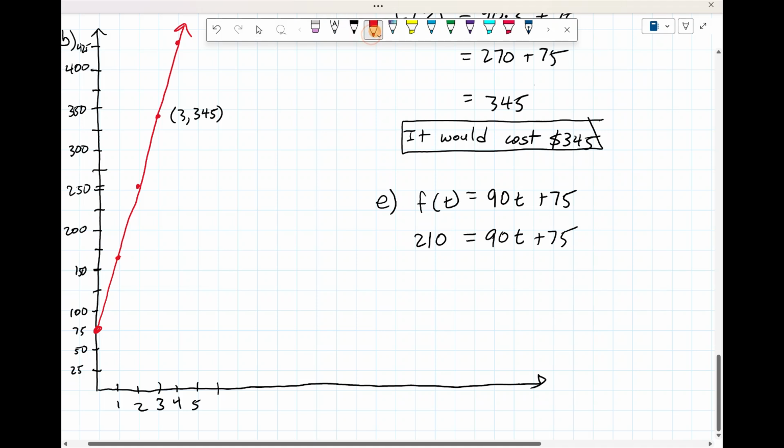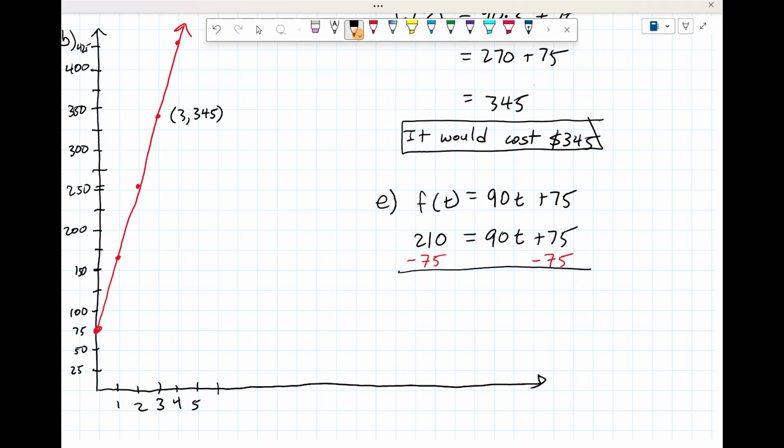So I'm going to subtract 75 from both sides. 210 minus 75 is 135. And I'm going to divide both sides by 90. And that means that t is equal to 135 divided by 90, which is 1.5.